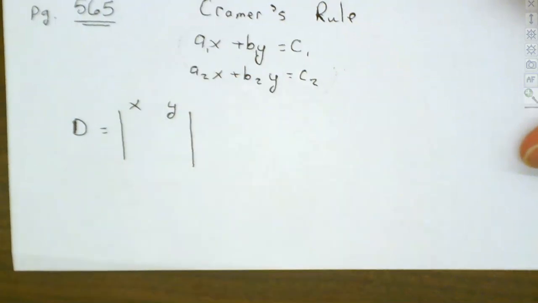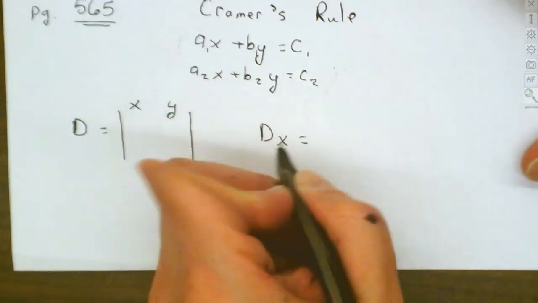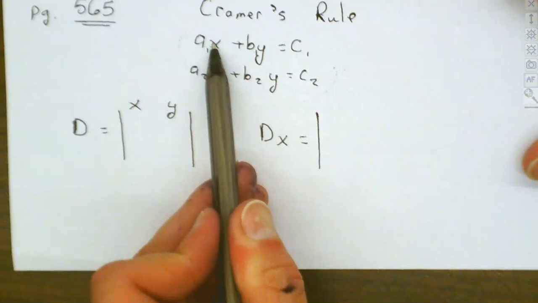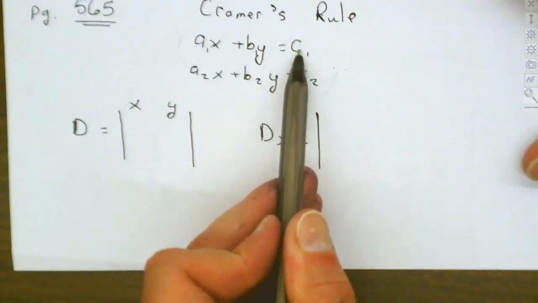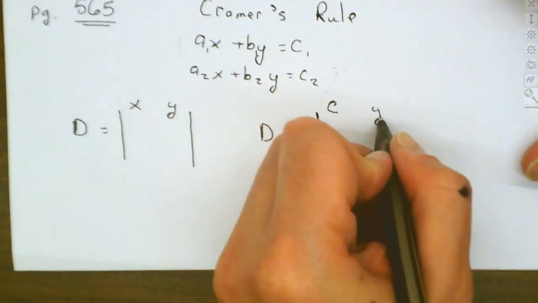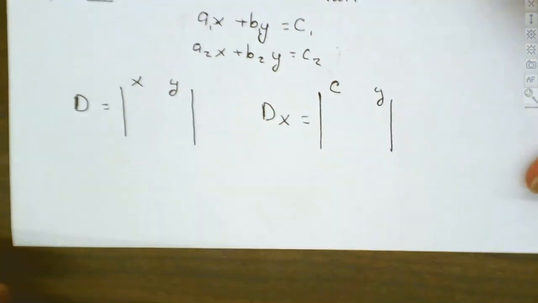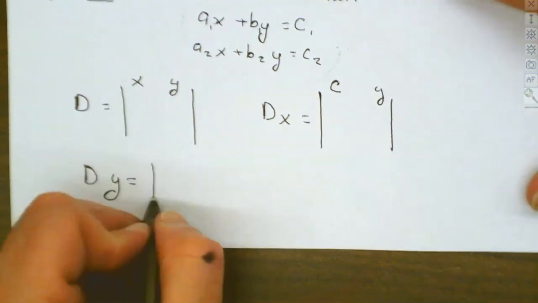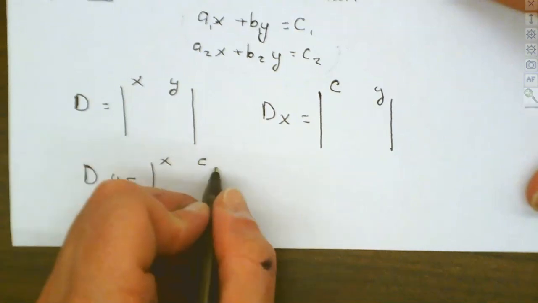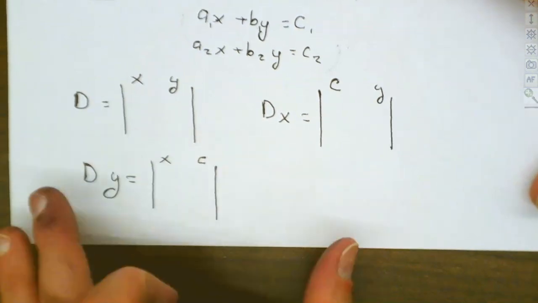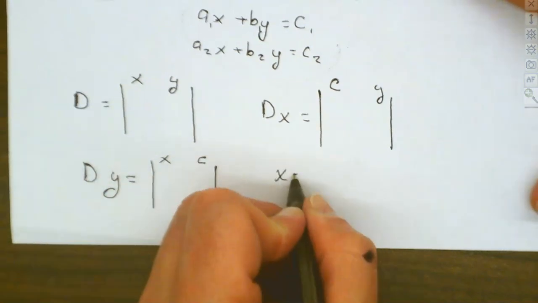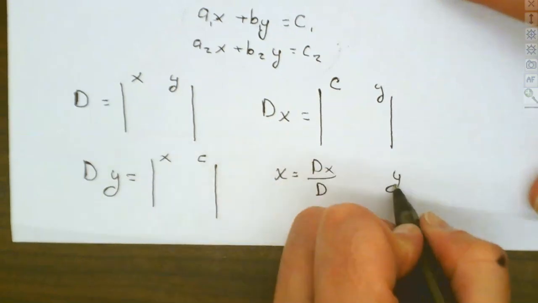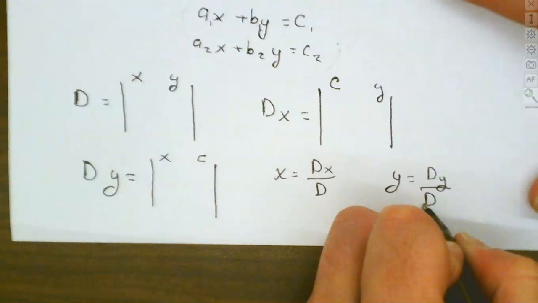We also need Dx. And Dx, we replace our x with the c. So that's going to be the c and the y rows and columns. And then we need Dy. And Dy is going to be the x, and we replace the y with the c. And then how we find our variables is x is Dx over D, and y is Dy over D.